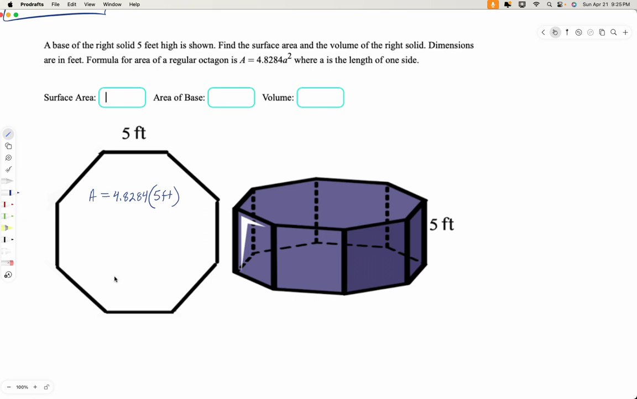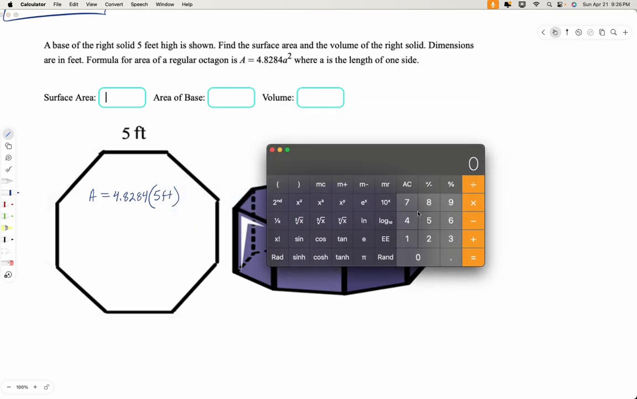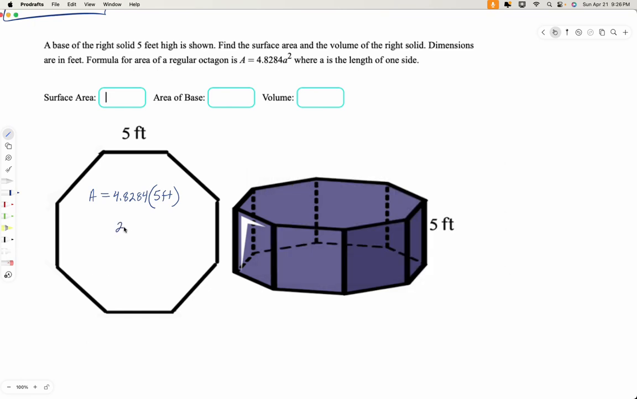Okay, so I'm going to pull up my calculator and clear this out. 4.8284 times 5 is 24.142. Okay, so 24.142 feet is the area of the octagon, and I'm just going to say 8 for the octagon. So there's my area. Oh no, it's not. Never mind. Sorry. I missed that.